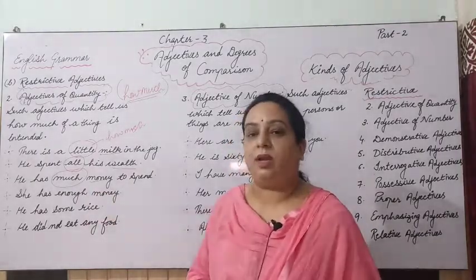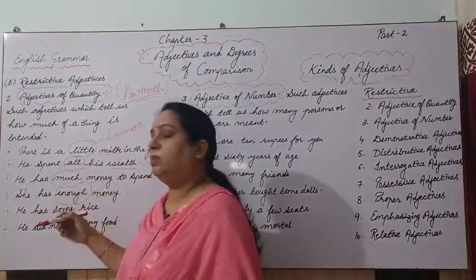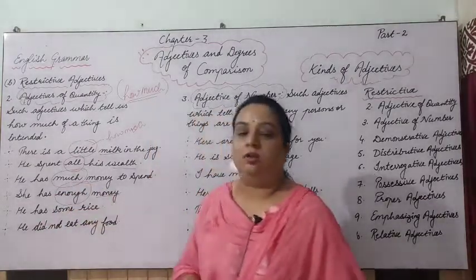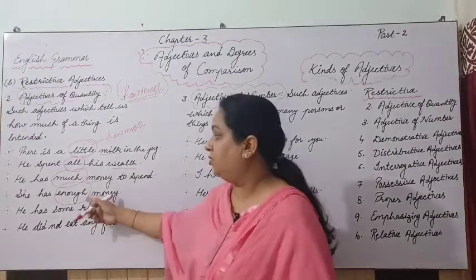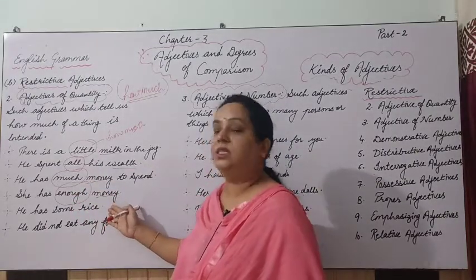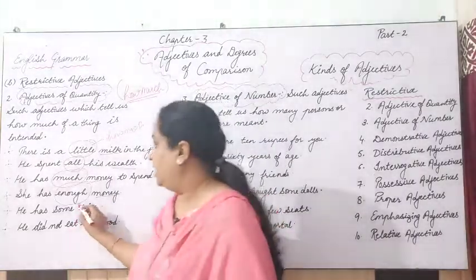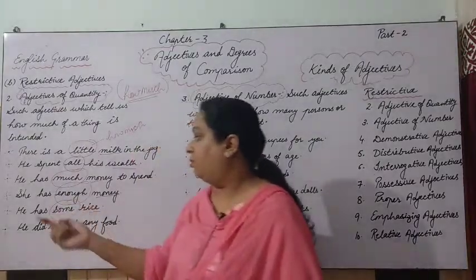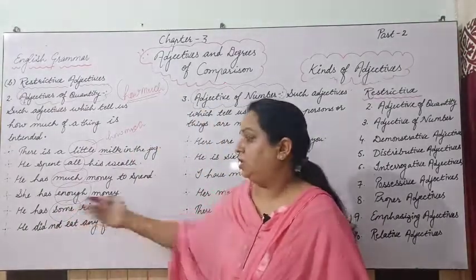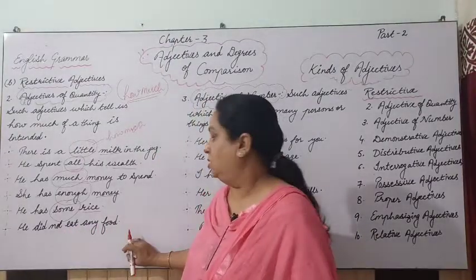"She has enough money." Money is a noun. And this enough money, how much money she has? Enough money. So this word "enough" is telling us the answer, an adjective of quantity. "She has some rice." Rice is a noun, and here it is "some." So how much rice she has? Some.